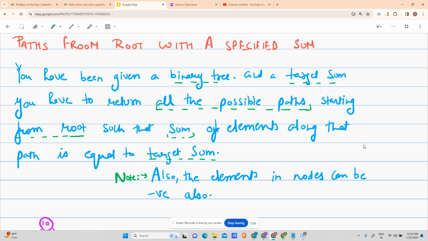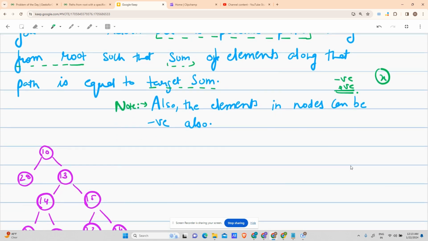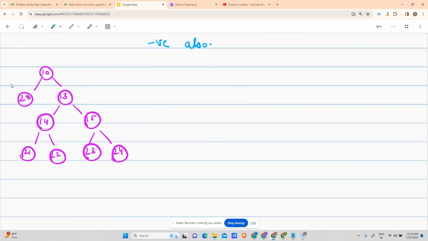It is given as a note that the elements in nodes can be negative. That is, for a node with key x, x can be negative or positive, so don't just stick to the positive side of it. Suppose this is a binary tree and we have to find all the possible paths with sum 38 starting from this element. If I traverse 10 and go to the left, I find 28. One possible path is 10 plus 28. This is my first answer.